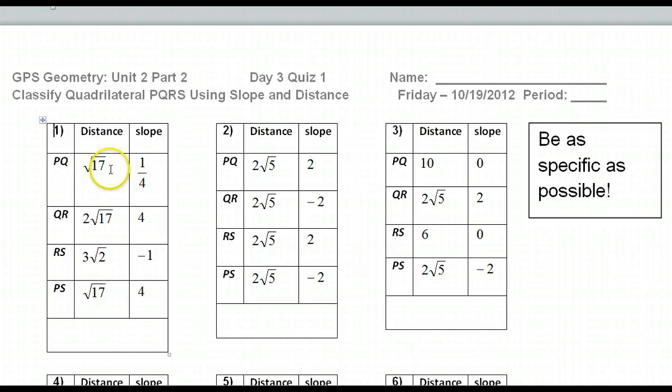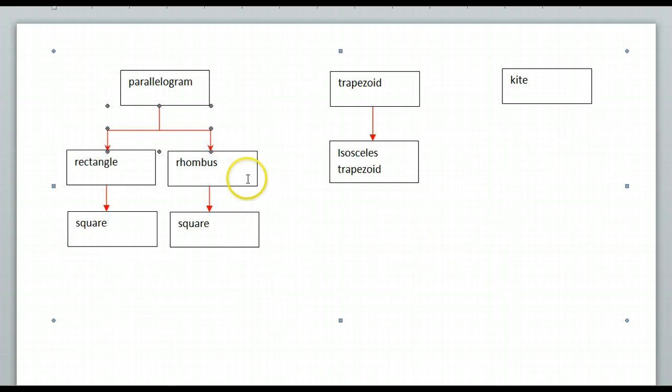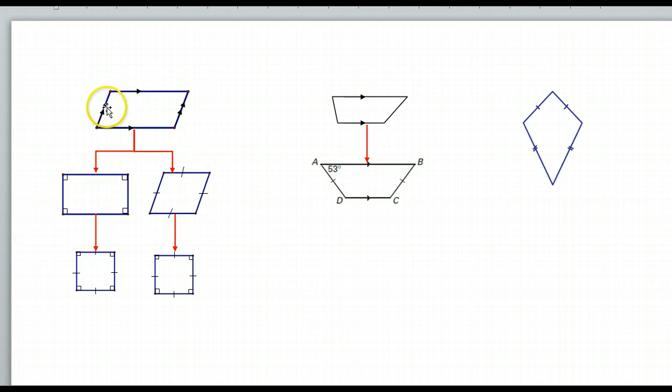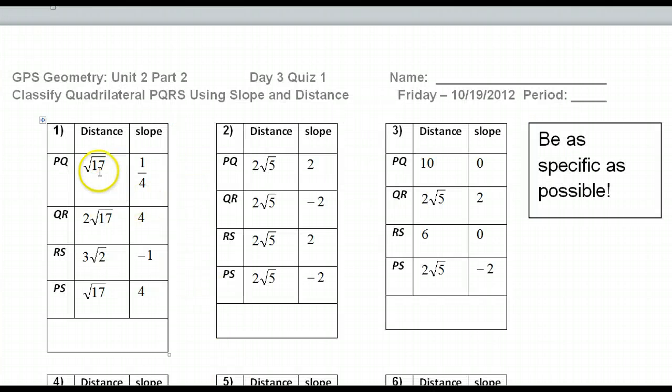So looking at problem number 1, our first question is, is it a parallelogram? Let's just get that out of the way. The definition of a parallelogram is that opposite sides should be parallel. One of the properties, though, is that opposite sides should be congruent. Either way you look at it, it should be really obvious if something is a parallelogram or not. Opposite sides, looking at the chart, you're skipping a row. We have radical 17 and 3 radical 2. These are not congruent. A look at the slopes, 1/4, -1. Those are not parallel. So there's no way it's a parallelogram. So we can forget about that.